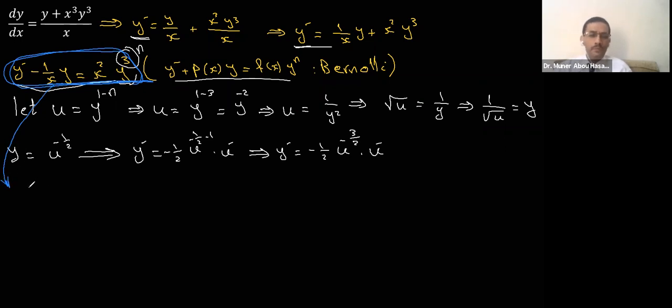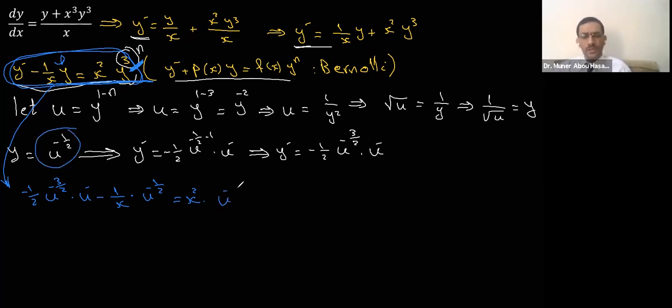instead of y prime, you found negative half u to the negative 3 over 2 times u prime, minus 1 over x. Instead of y, I'm going to plug in here. Instead of y, you have u to the negative half, equal x squared times y to the power 3. So I'm going to write this to the power 3. So it is u to the negative half all to the power 3. Let me simplify this equation.